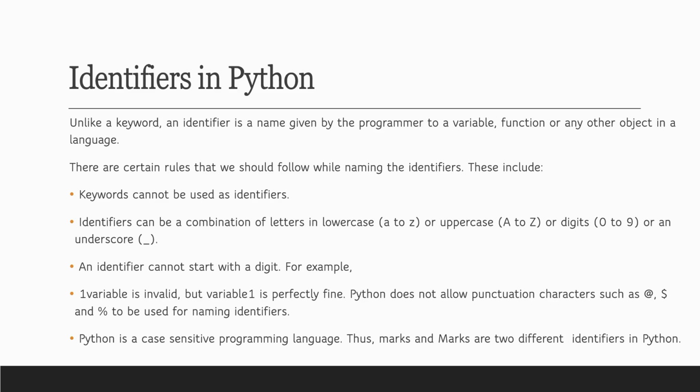So, identifiers are like the personal names we give inside a program, but we must follow Python's rules so that the computer understands them correctly.